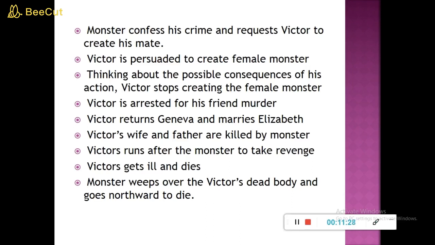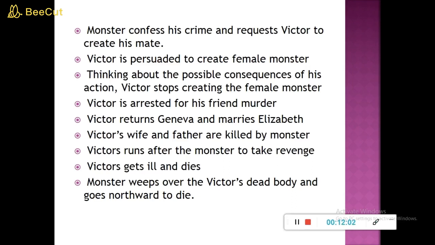After Victor puts the half created monster into the sea, Victor's friend is murdered and Victor is arrested for that. But after some time, he is acquitted of the murder of his friend. And Victor returns to Geneva and marries Elizabeth. There, when he goes to Geneva and marries Elizabeth, at the same time, the monster comes and kills Victor's wife, and the father dies of the shock.